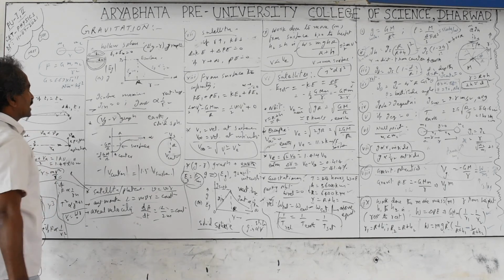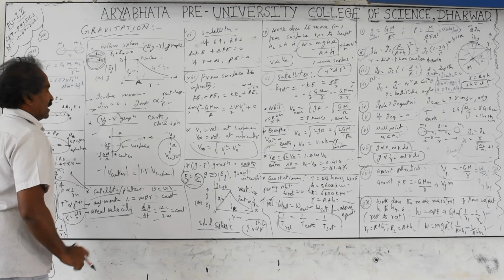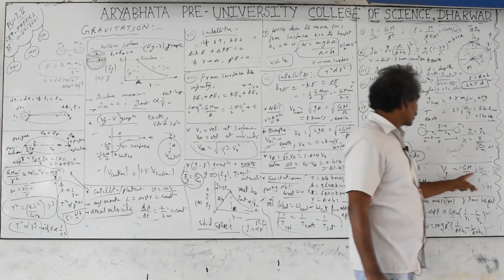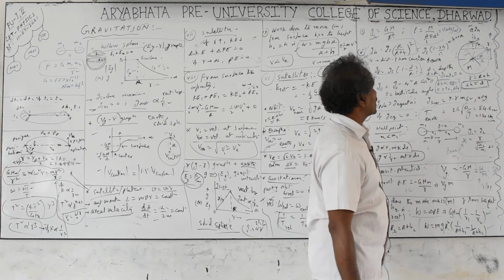Next is the graph between the gravitational potential and the distance from the center. Gravitational potential is defined as the work done to bring unit mass from infinity to the given point. It is minus GM by r. The negative sign indicates attraction.